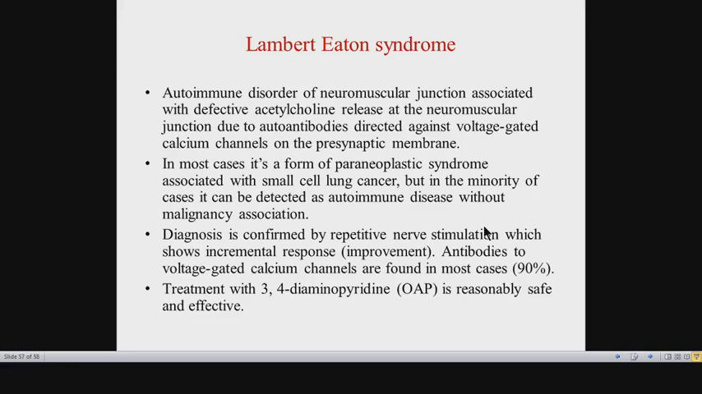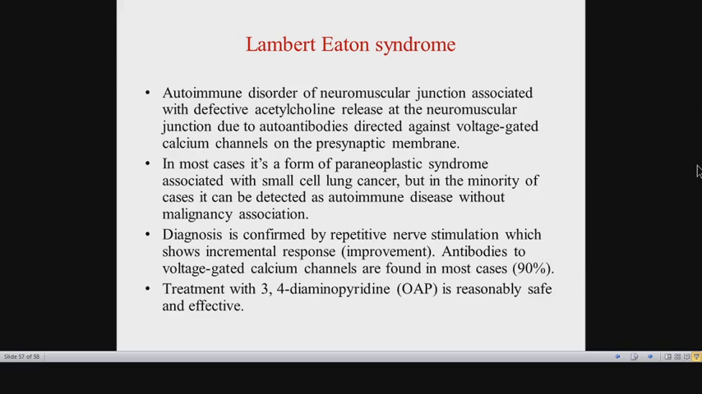Along with that we can also test for antibodies. زي ما هناك شفنا antibodies في المايثينيا جرافيس، هنا برضه في antibodies against قلنا الكالسيوم الفولتج جيتد كالسيوم channels. فبالتالي we can check voltage gated calcium channels autoantibodies in the serum, and these are found in 90% of cases, which can also help in the diagnosis of this condition.